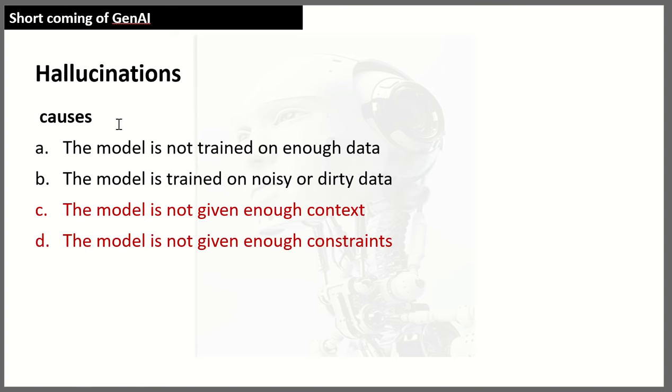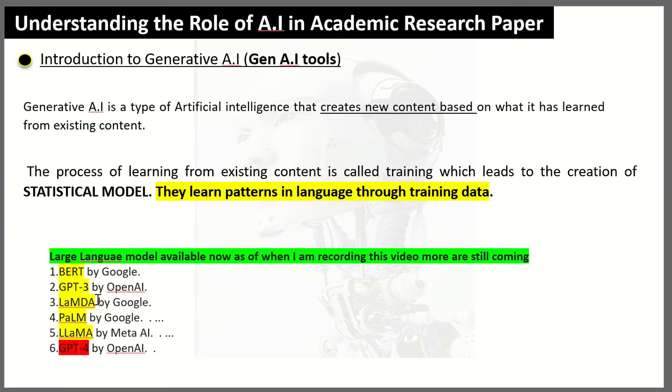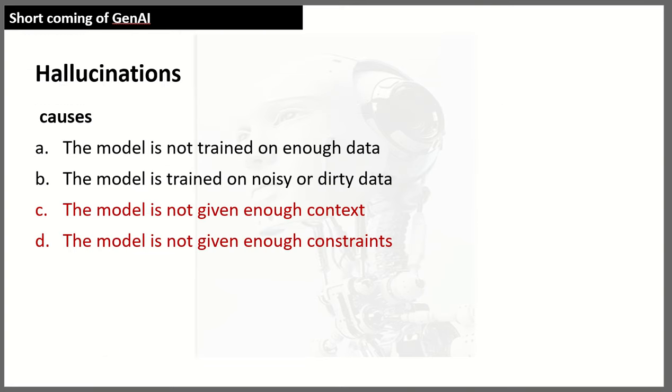But some of the causes of this are in the model. Remember the models I highlighted: GPT, GPT-4. Don't worry, these already exist, and most of them are free of charge. If the model is not trained on enough data, it will hallucinate. If the model is trained on noisy data, it will still hallucinate.